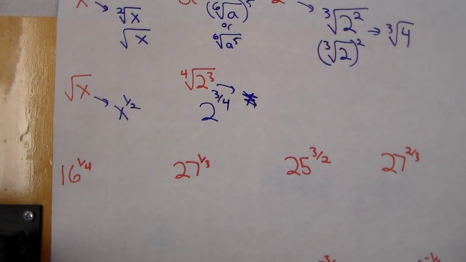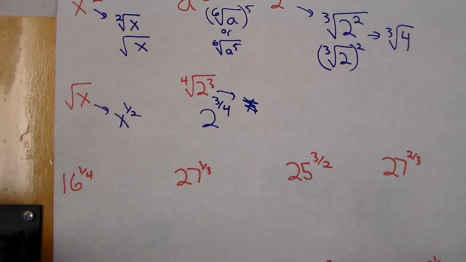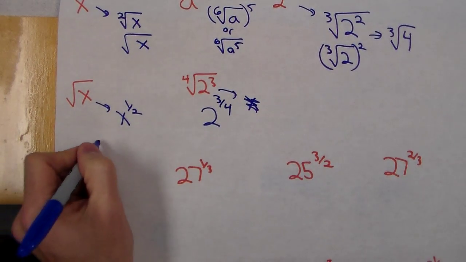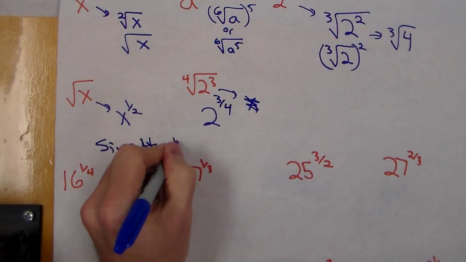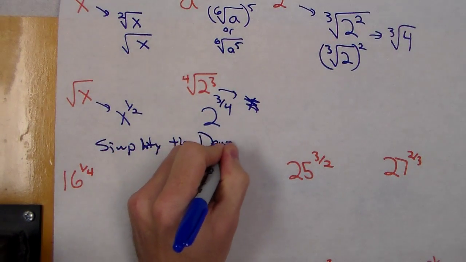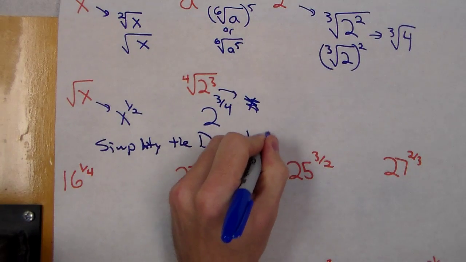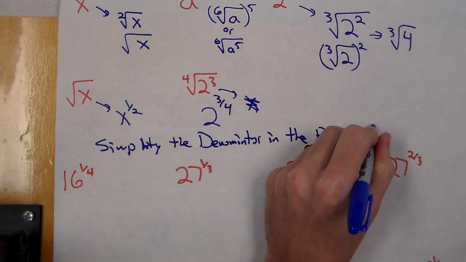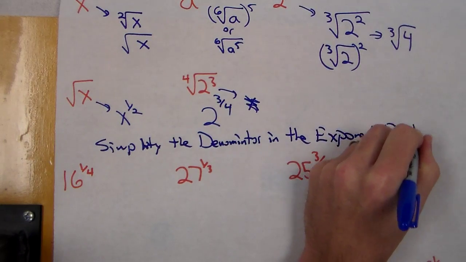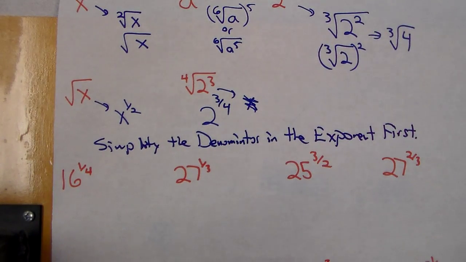So now we're going to have a fraction, we need to change to radical form and simplify. What I would recommend is simplify the denominator and the exponent first. Take care of the denominator. Take care of the radical first, and then worry about the exponent.